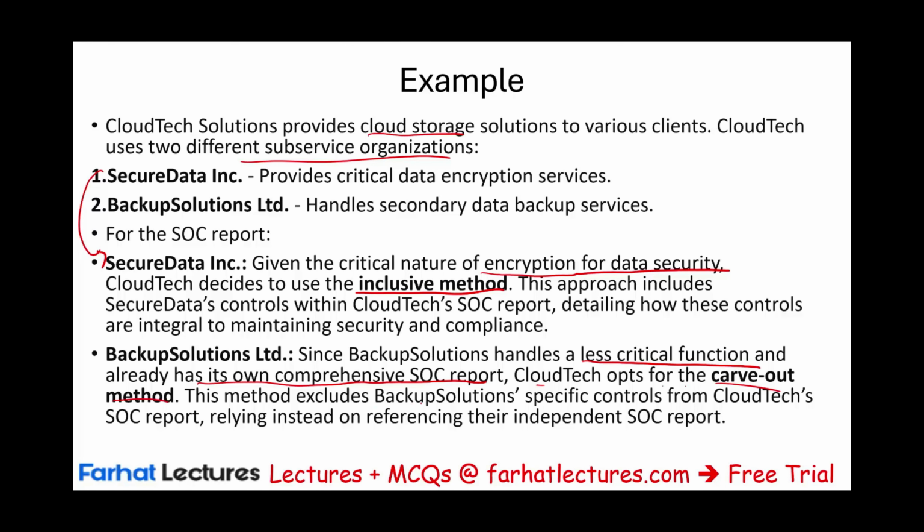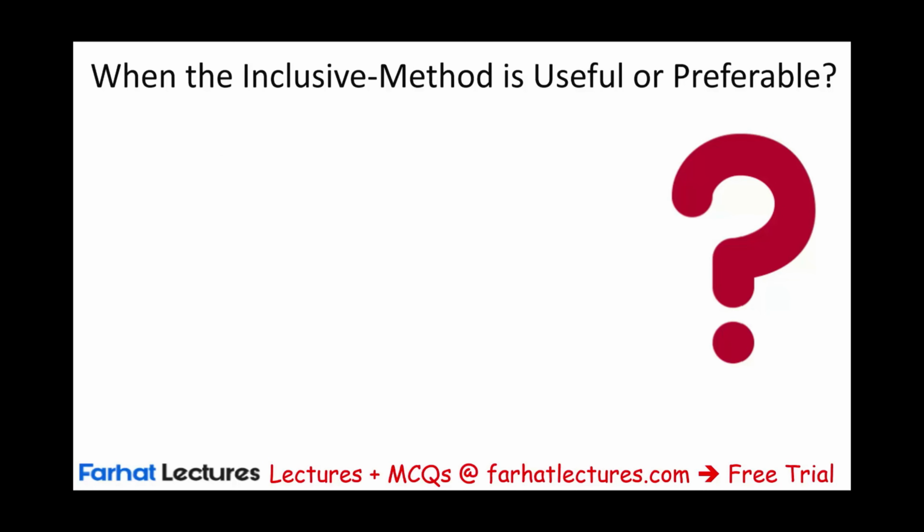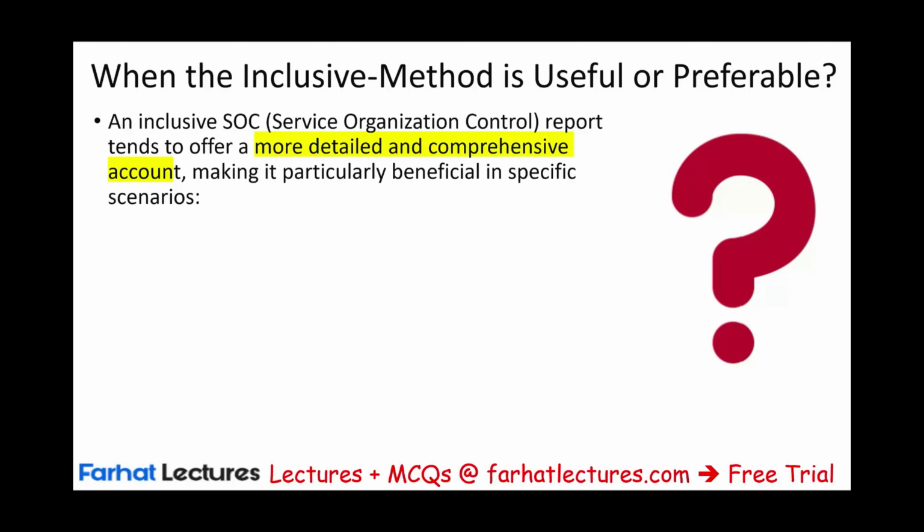And this method excludes the Backup Solution's specific controls from the SOC report, relying instead on referencing their independent SOC report. So notice the difference. We can include some and not include the other. So when is the inclusive method useful or preferable? Now we talked about how to include it, but when is it preferable? Well, I'm sure you can logically figure it out. An inclusive SOC report tends to offer a more detailed and comprehensive account, making it particularly beneficial in specific scenarios. What are those specific scenarios?